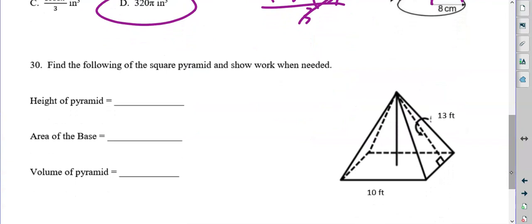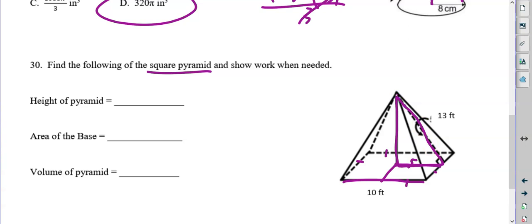Number 30, our last one. Okay, so what do we have here? We have a pyramid. It says square pyramid, so we know all these sides are equal. The center splits this, so it doesn't look like it there, but this is 5, because this is 10, right? Our slant height of this triangle is 13, so we're trying to find the height.